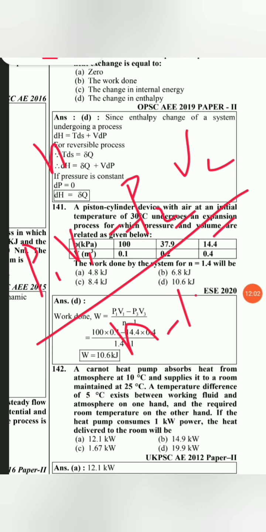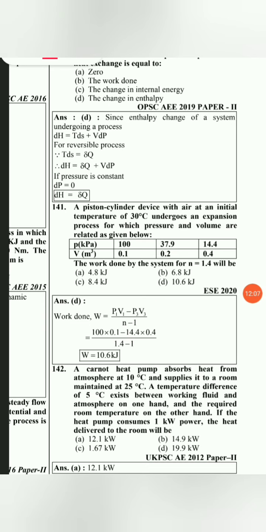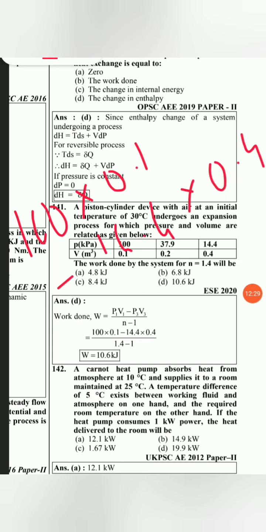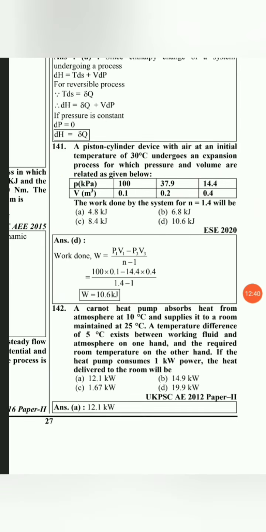So here an expansion process is carried out where, as you all know, pressure decreases during expansion. Initially it is 100, and finally it is 14.4, and volume increases from 0.1 to 0.4. We just have to use the equation: 100 kilopascal into 0.1, that is P1 V1, minus 14.4 into 0.4, the final volume, upon n minus 1, that is 1.4 minus 1, which is 0.4. Just solving this we get the final answer, 10.6 kilojoules. So option D will be the right answer.